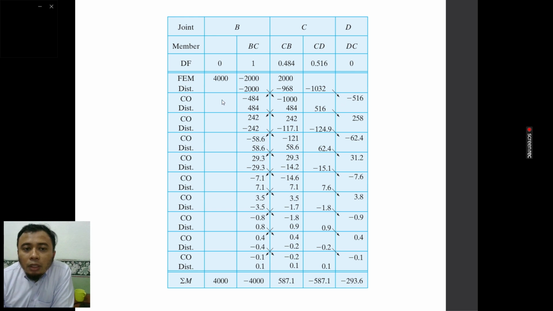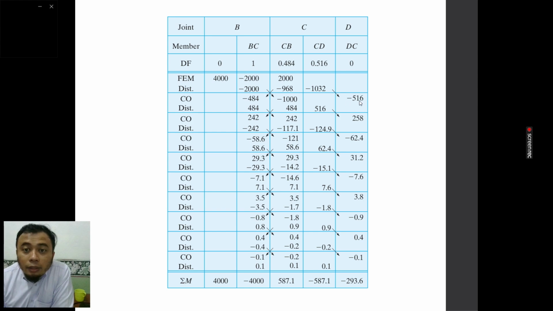So at this line 3, this is considered as line 3. Line 3 CO, you get the distributed carried over moment that is being carried over to that joint. So you have at joint B 484 negative, at joint C negative 1000, joint D negative 116. So repeat the process. Unlock, become positive, times this factor, so you get 484. Unlock, become positive 1000 times 0.484, you get 484, times 116, you get 116.